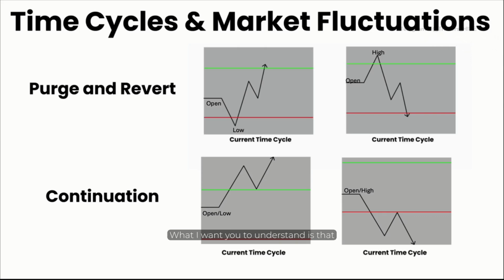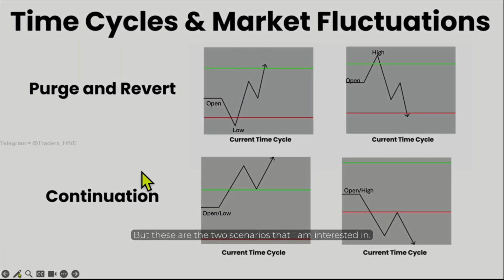What I want you to understand is that during each new month, it's always one of these two scenarios that is taking place. It's either a purge and revert model or it's a continuation model. If the market is going to get stuck in between the previous month's range and it doesn't take out either the high or low, then it means the month is likely going to consolidate. But these are the two scenarios that I am interested in.